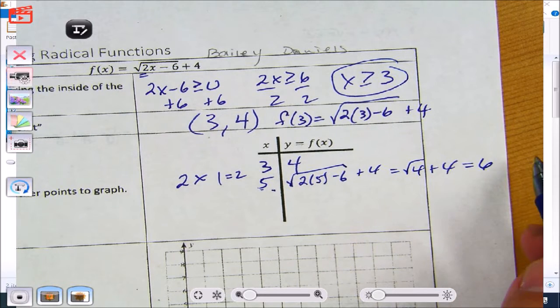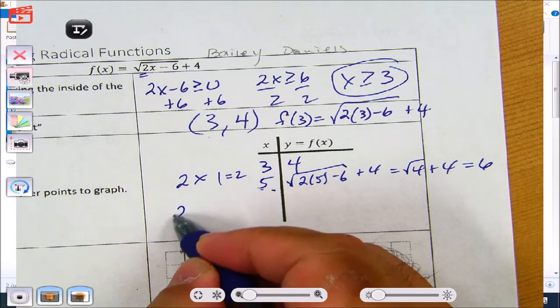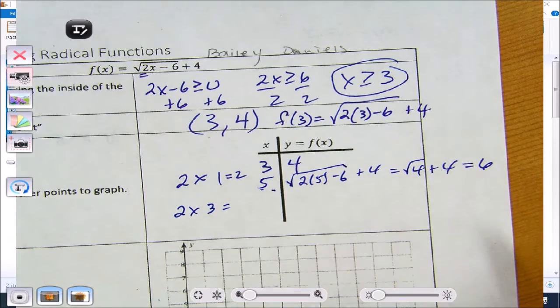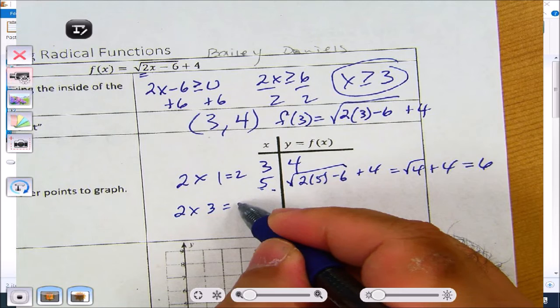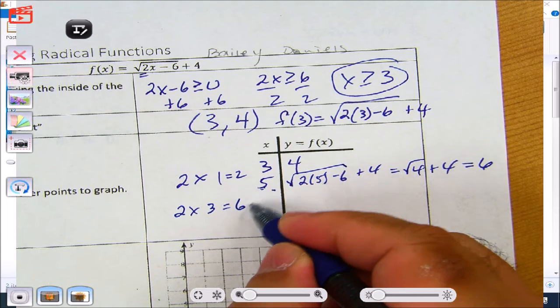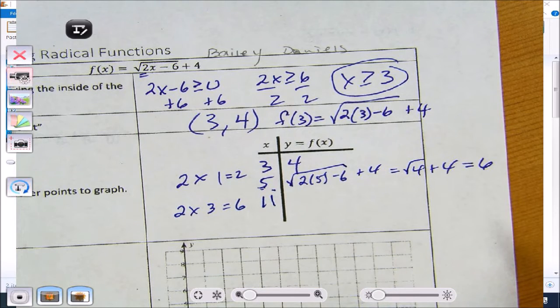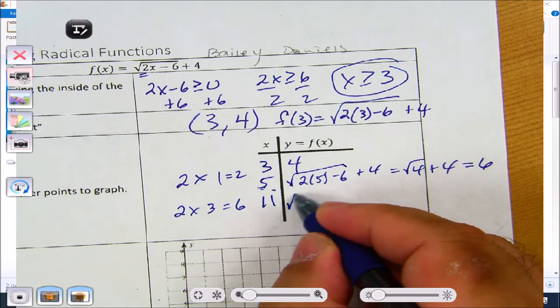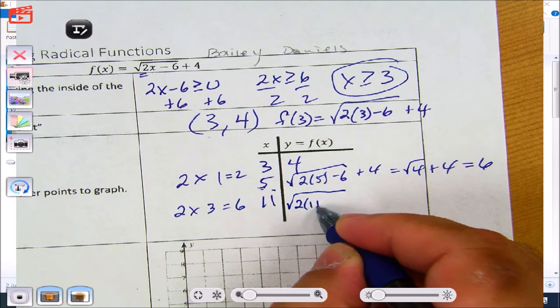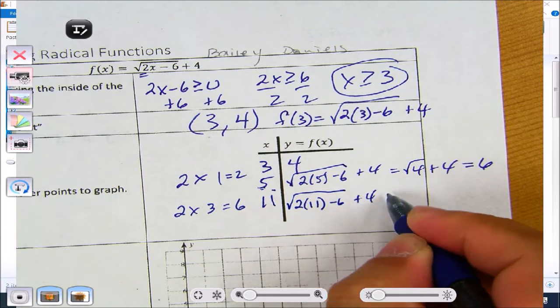6. Okay, so for the next one, I'm going to do 2 times 3. What's 2 times 3? 6. And I'm going to add 6 plus 5. So now I'm going to plug it in: the square root of 2 times 11 minus 6, plus 4.